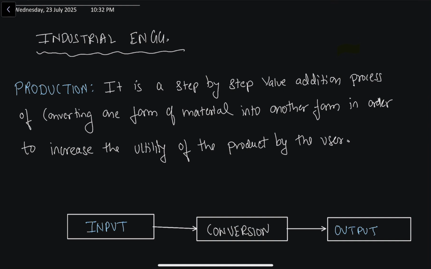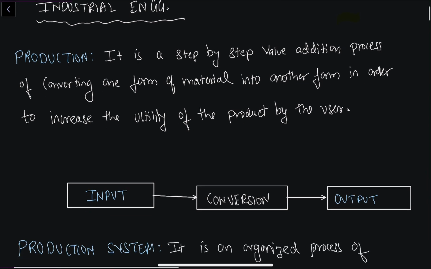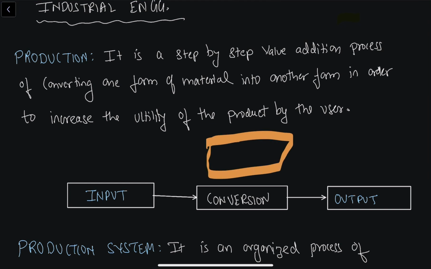Production is nothing but a step-by-step value addition process, converting one form of material into another form in order to increase the utility of the product for the user. For example, if I have to manufacture a car, I need raw material, something like an engine, and before that I need a lot of requirements to form an engine as well. To build an engine, I would require so many raw materials to form and assemble, and then I'll get an output.